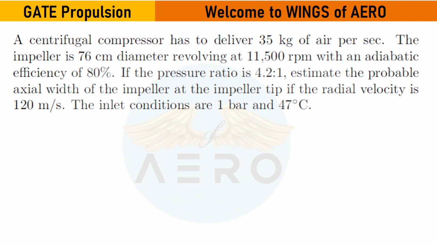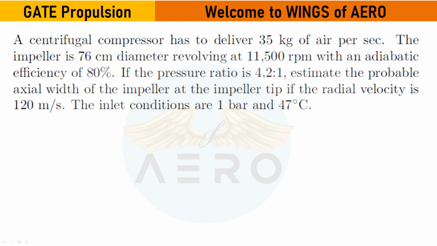Now let's come back to the problem. Let's solve the problem. A centrifugal compressor has to deliver 35 kg of air per second. Sometimes when you are solving any problem, you may not be able to identify the given facts that they are asking in the question. So you can also have a look at the units. Using the units, you will be able to identify what they have actually asked in the question.